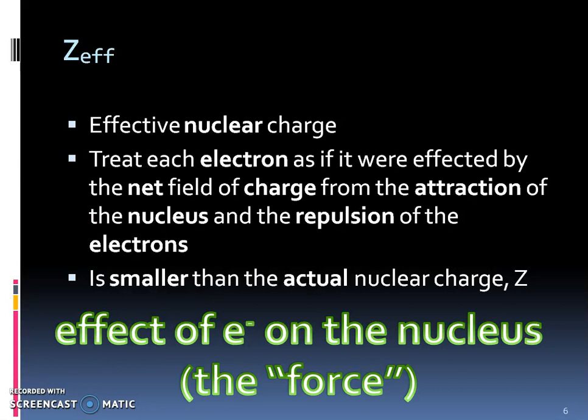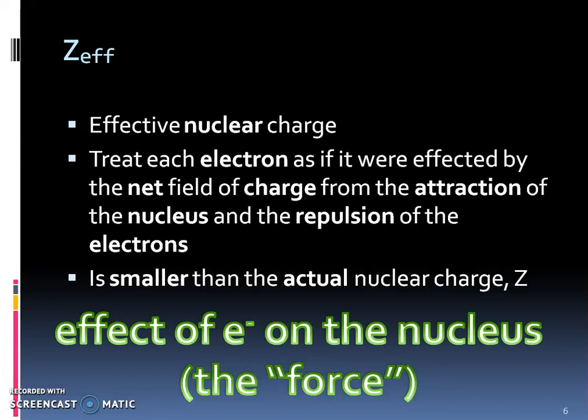So this Z effect, or the effective nuclear charge, is really the Z-eff. It's the effect on the electrons of the nucleus, okay? So it's the force of attraction between the electrons in the electron cloud and the positive nucleus, right? Because that's where those positive protons are. So it's that force of attraction between the two. So we're going to treat each electron as if it were affected by the net charge of the attraction of the nucleus and the repulsion of the other electrons. Okay, so we're going to look at each individual electron and what's going on.